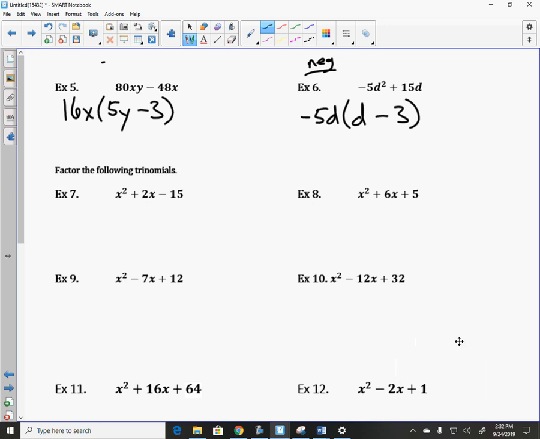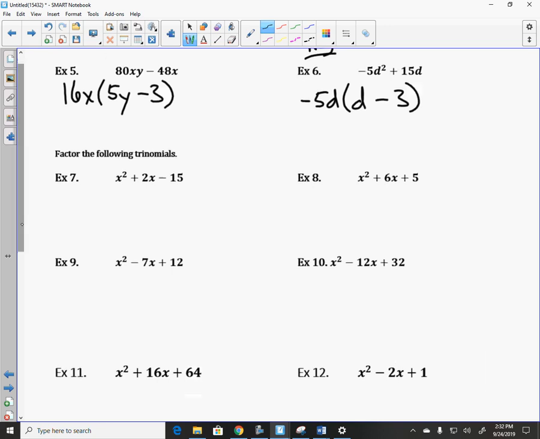Example 5 should be 16x times 5y minus 3. And 6 should be -5d times d minus 3. This is like a question I have for somebody. Did anybody not take out a 16 and take out something else? What'd you take out? An 8. Let's watch and see what happens if you take out an 8, because I think that that's a very reasonable choice. Take out an 8x, and I get 10y minus 6.